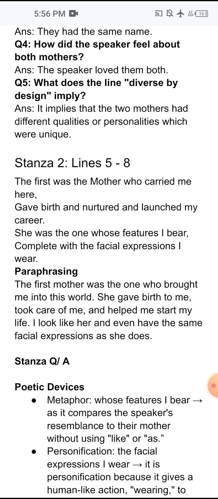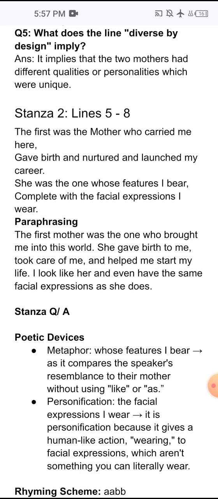She was the one whose features I bear, complete with the facial expressions I wear. So the first is the mother whose physical features I have; my face resembles hers, including its expressions.